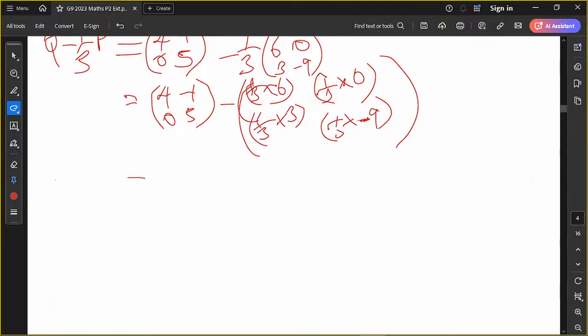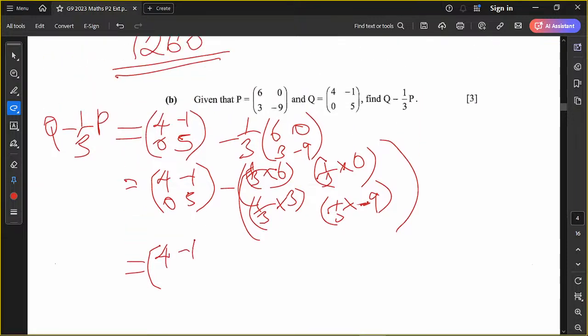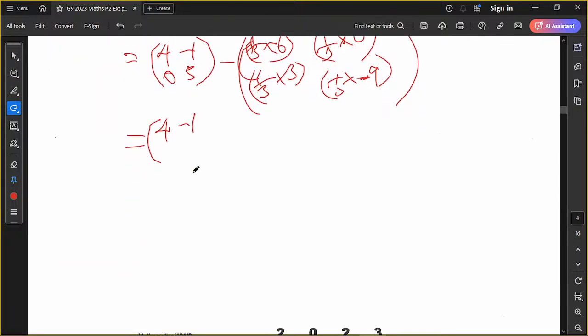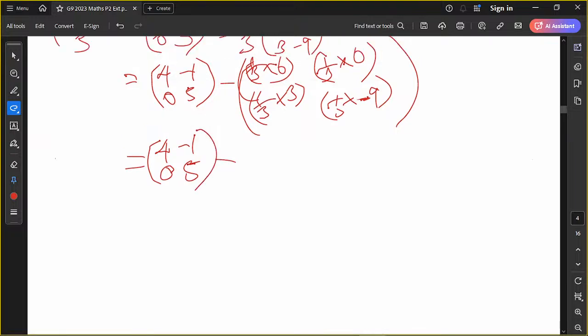Then next I'm going to rewrite this matrix, which is 4, -1. I hope I haven't changed. Okay, it's 4, -1. Okay, then 0, 5. Then close bracket, minus, then I find the value of that. So how do I deal with this?